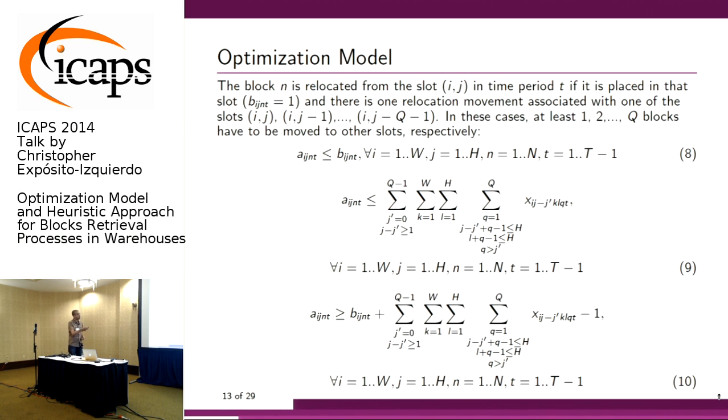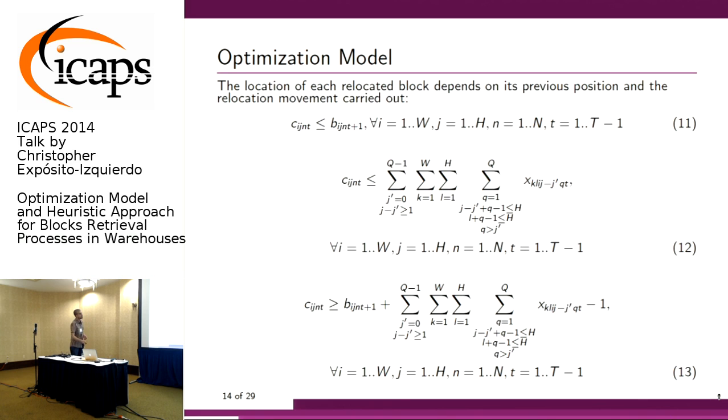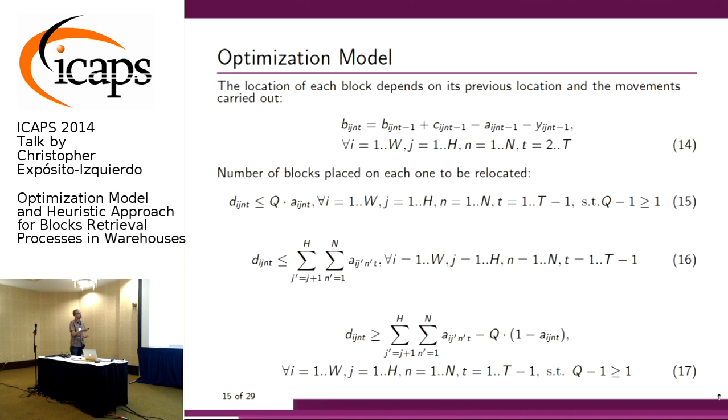On the other hand, we have to identify those blocks that are being moved during a certain relocation operation. This is a linearization of the constraints. On the other hand, the location of each relocated block depends on its previous location in the bay and the relocation movement carried out associated to it. Well, in general terms, the location of each block depends on its previous location and the movement carried out.